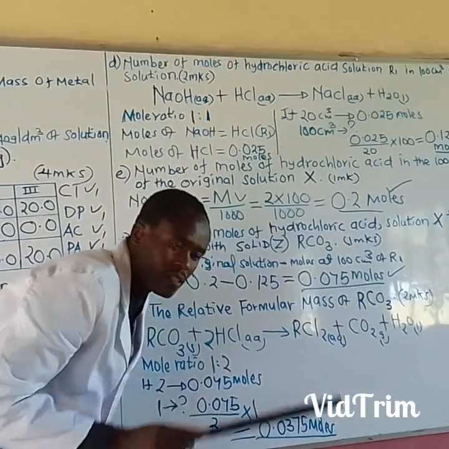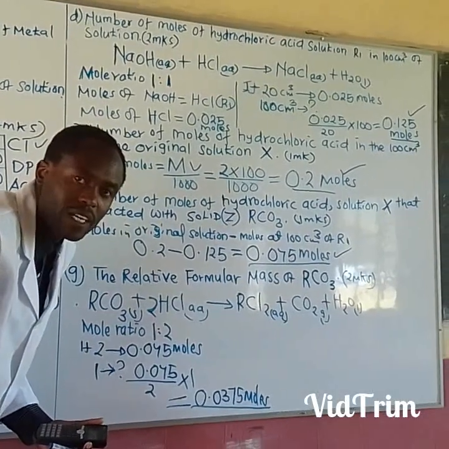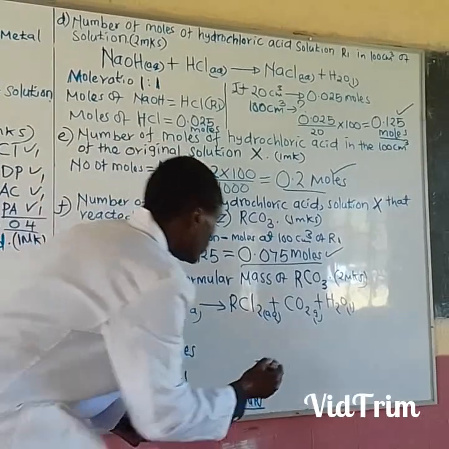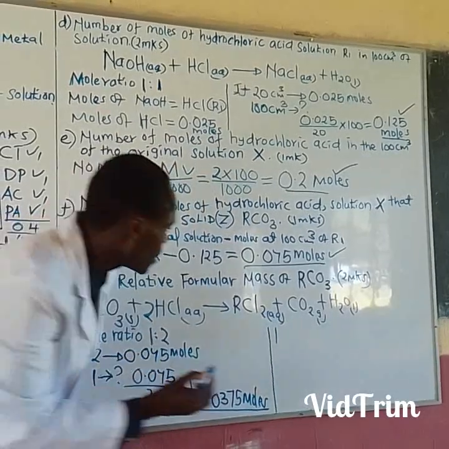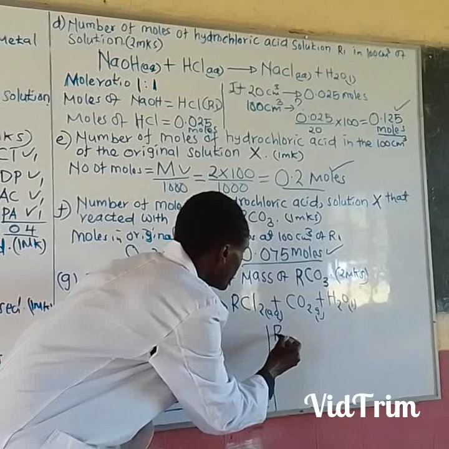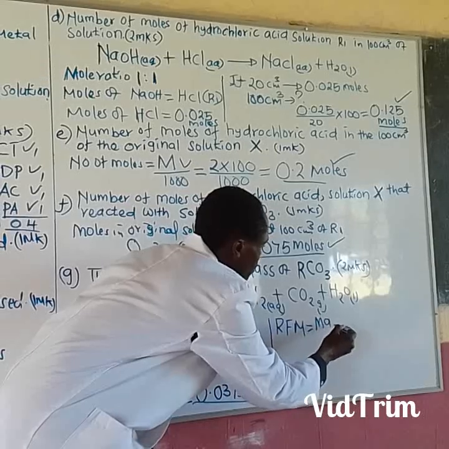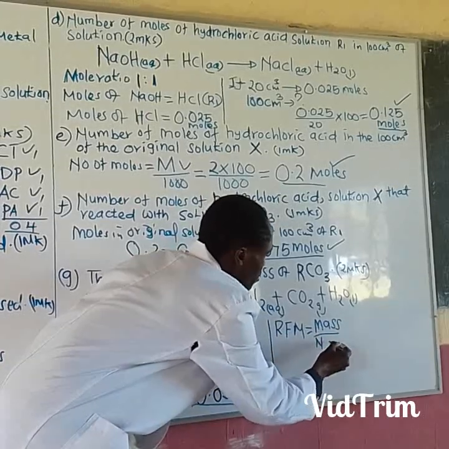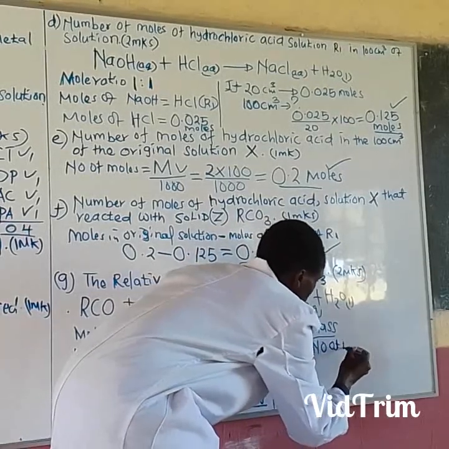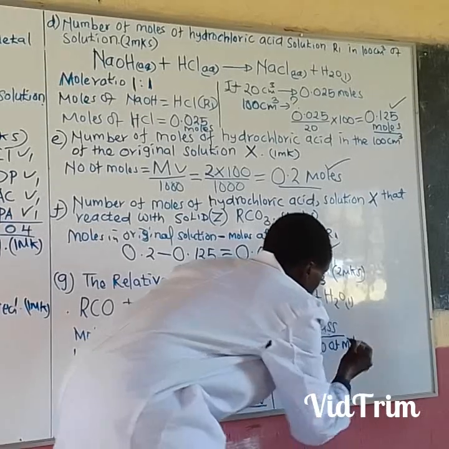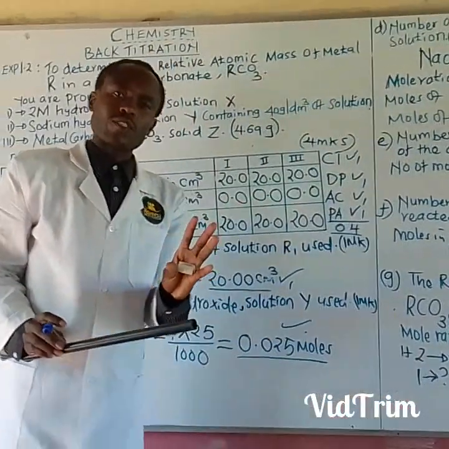Is it okay? Then the next step, now we calculate the relative formula mass of the carbonate, R carbonate. From our formula, we know very well that, hope you are focusing, my student, relative formula mass is equal to mass divided by number of moles. What's the mass? I'll take you back for 1 minute. Focus slowly. Don't be in a hurry, my friend.